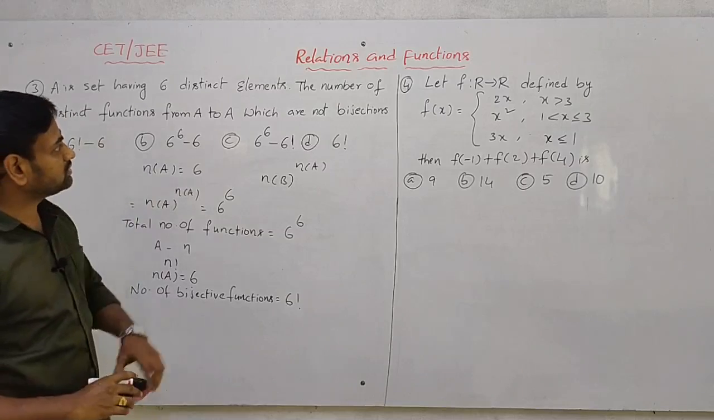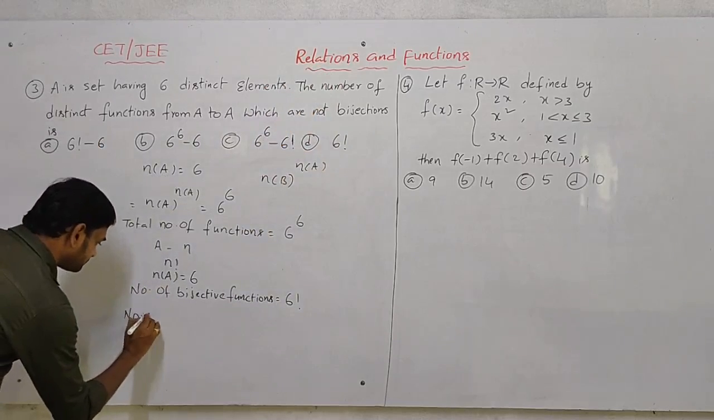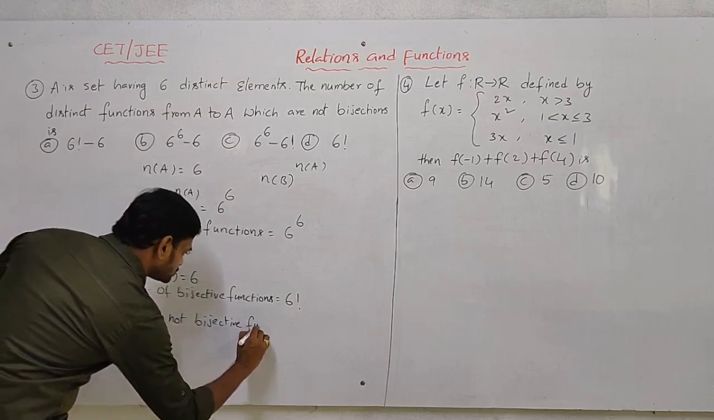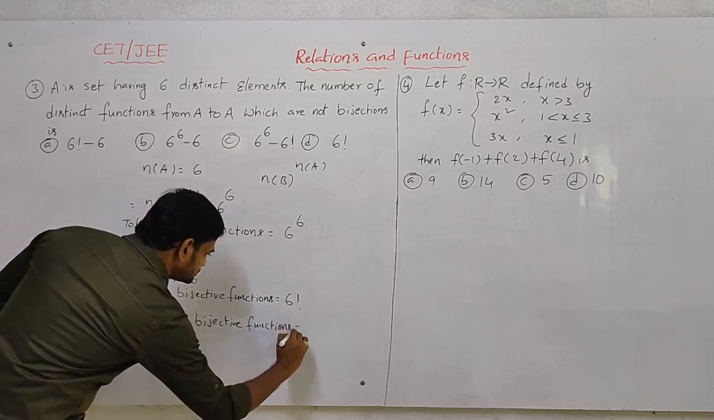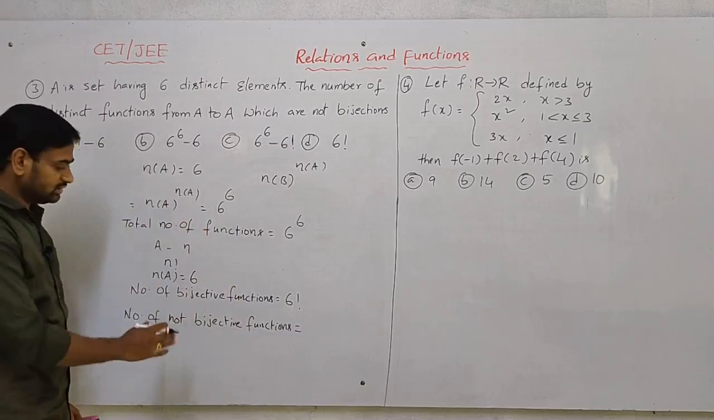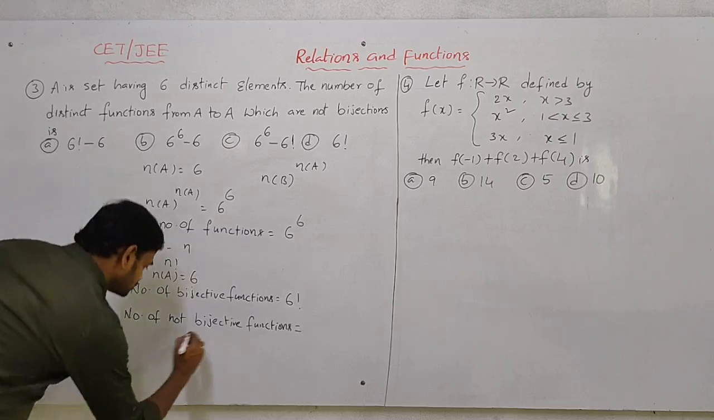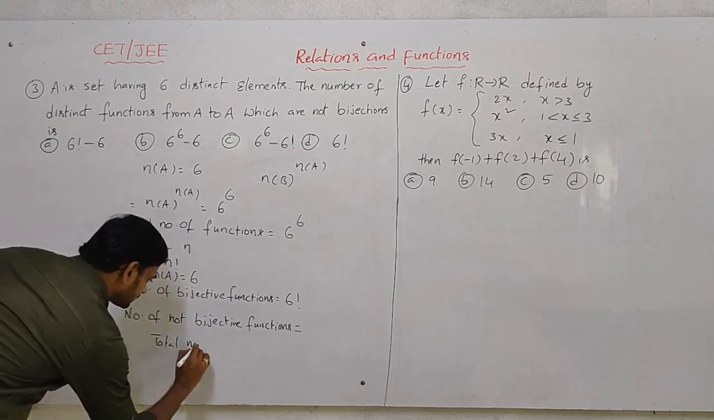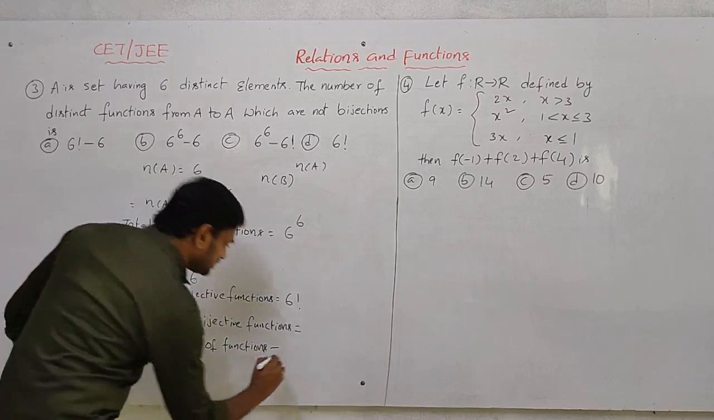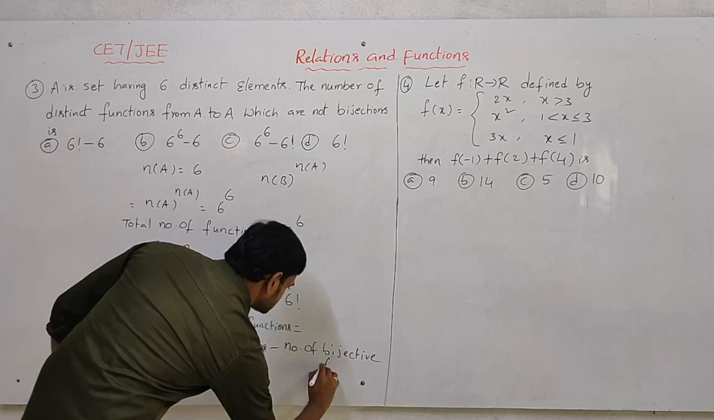Now which one is he asking? Which are not bijections. That means the number of non-bijective functions is equal to, from the total number of functions I am eliminating the bijective functions. Then you will get those which are not bijective. So total number of functions minus number of bijective functions.